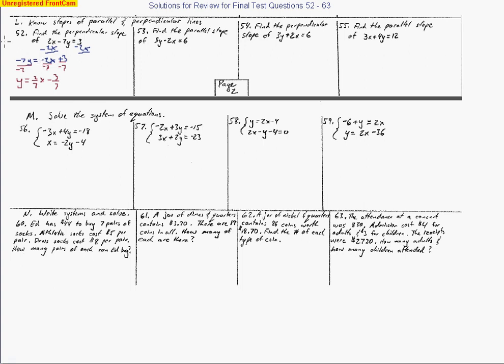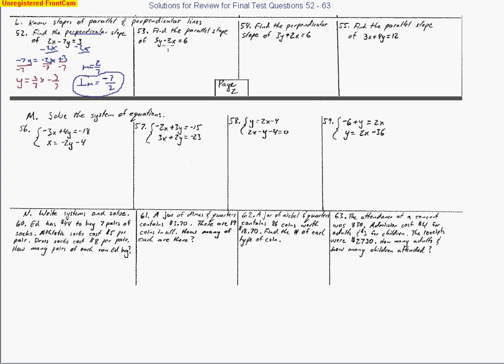Well, here they're asking us to find the perpendicular slope. So here the slope of our line is 2/7. Well, we want the perpendicular slope. So there's my symbol for perpendicular, upside down T, and it's going to be the opposite sign, so it's going to be negative, and the reciprocal. So the reciprocal of 2/7 is 7/2. So the perpendicular slope is negative 7/2. So make sure you take opposite and reciprocal.